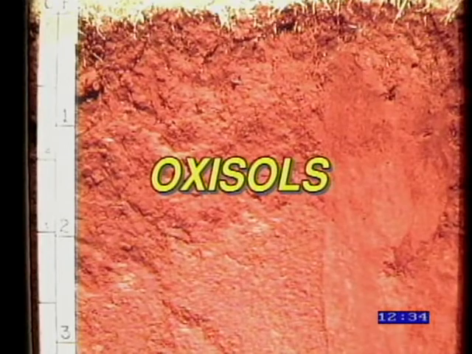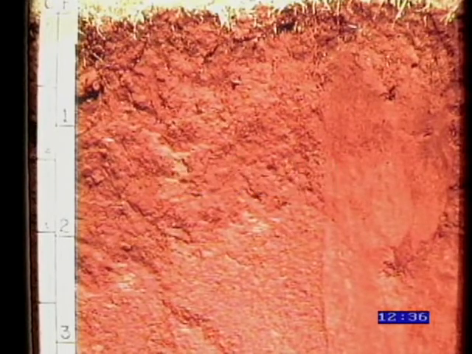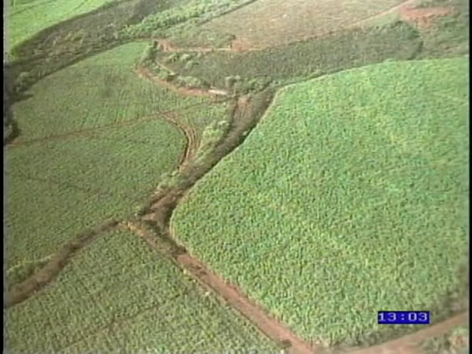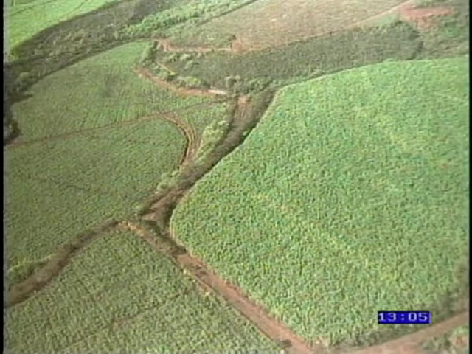Oxisols are the most chemically weathered soils. They occur in warm tropical regions and are reddish in color. Nutrients have been leached out of them, and they have a subsurface layer full of iron and aluminum. Oxisols can be found in the tropical regions of South America and Central Africa. Bananas, yams, sweet potatoes, and oil palms are grown in these soils.